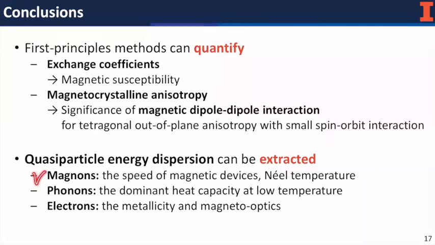Magnon dispersion can allow us to estimate the speed of the magnetic device and Néel temperature. Phonon dispersion dominates the thermal property at the low temperatures, and electronic band structure confirms the metallicity of materials, and we don't have enough time to discuss our magneto-optical property today.